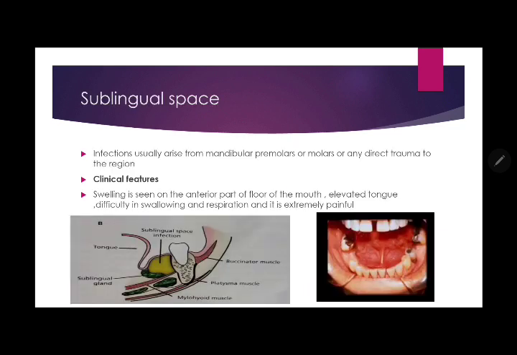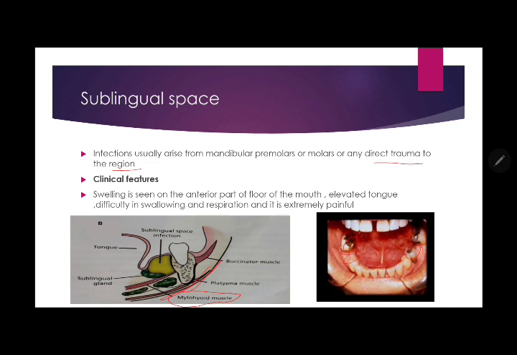Next, coming to the sublingual space. Sublingual space infections usually arise from the mandibular premolar or molar region, or any trauma to this region can lead to sublingual space infections, and infections which take root on the lingual aspect of the mandible at a point above the origin of the mylohyoid muscle.